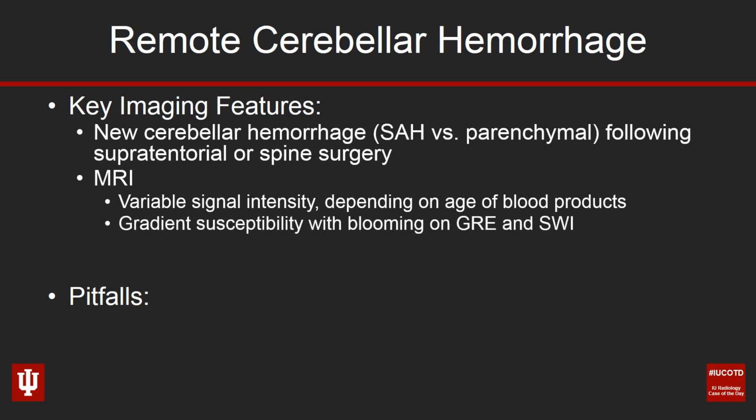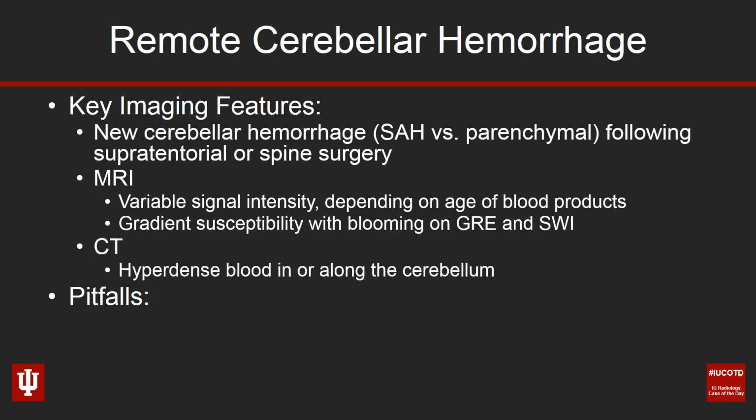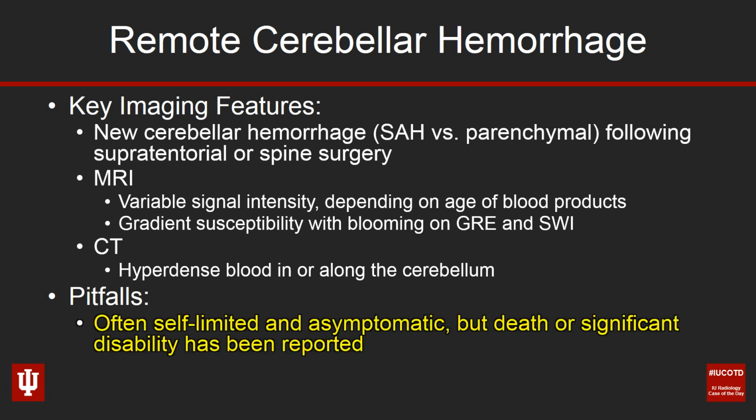But it is a nice example of the power of using GRE or susceptibility weighted imaging to look for blood products. These are our sensitive sequences, especially SWI, and something that we routinely do for all of our postoperative patients here. You'll see that gradient susceptibility with blooming artifact on GRE and SWI. Now on CT in the acute phase, you'll see hyperdense blood in or along the cerebellum. A pitfall to know here: while this is oftentimes self-limited and asymptomatic, death or significant disability have been reported in a minority of cases.